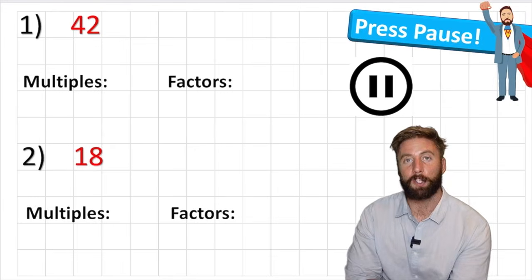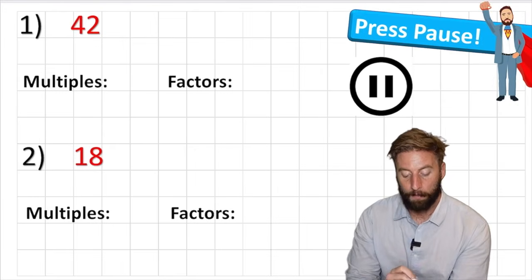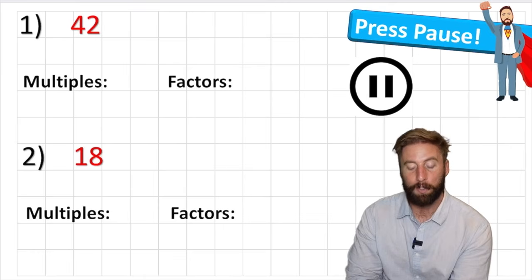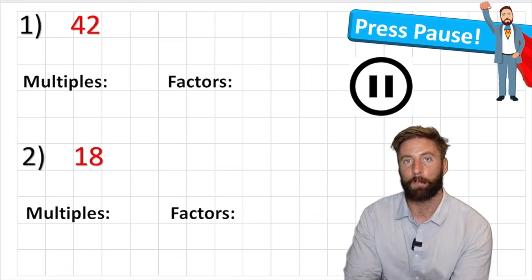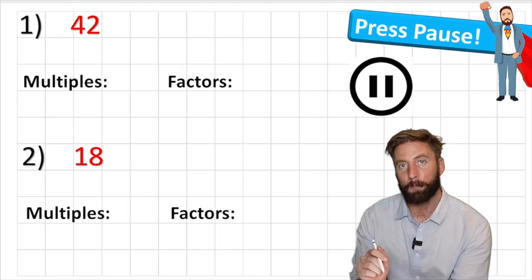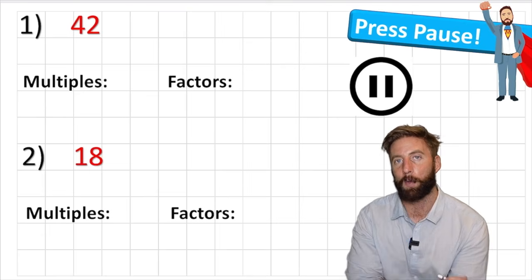Okay, hope this has been useful for you. I've now got a couple of questions for yourself to have a look at. I've got the number 42 and the number 18. I'd like you to give me 5 multiples for each of them and all of their factors. When you do that, put it in the comment section and I'm going to try and mark every single one. So press pause now, guys, have a go at doing that, and I'll see you in a minute.